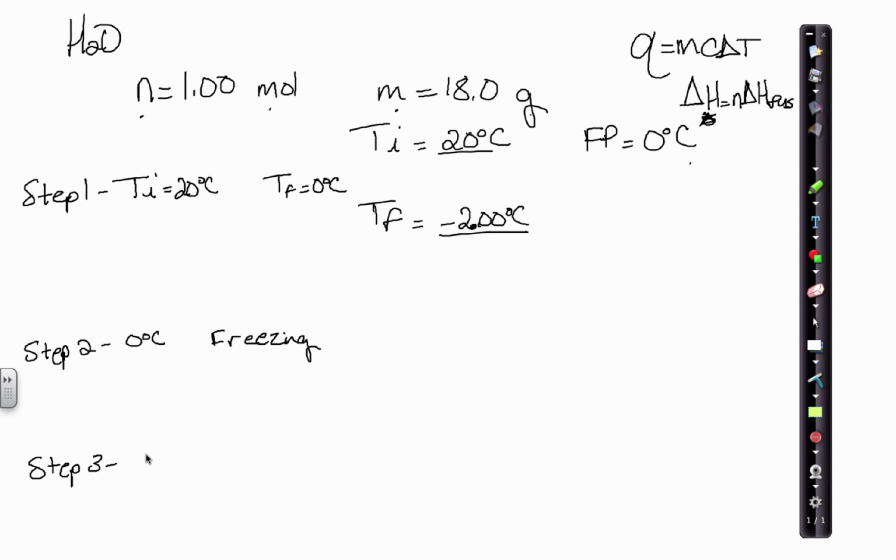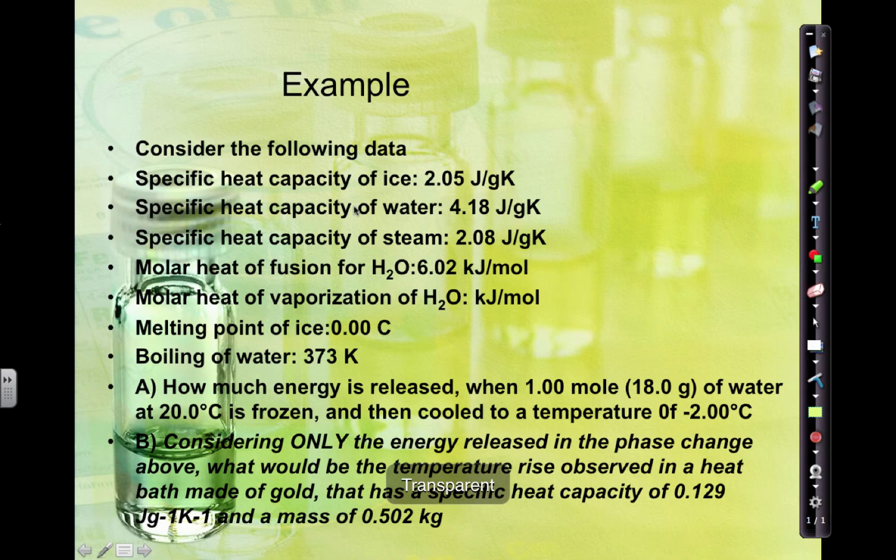So from step 3, we're going to go from 0 degrees Celsius to -2 degrees Celsius. All right, so when I do this, let's look at the rest of the data really quick. It gives us specific heat capacities of ice, water, and steam. This is something important here. You will use the specific heat capacity according to what state of matter you have. It changes. So you have to be really careful about which C you are using.